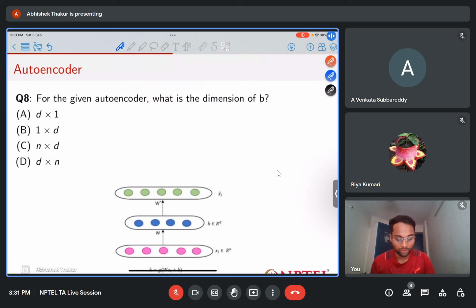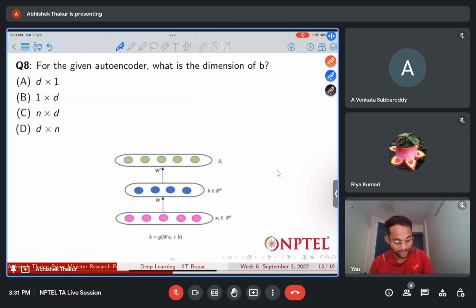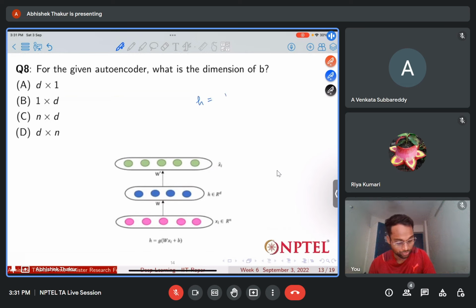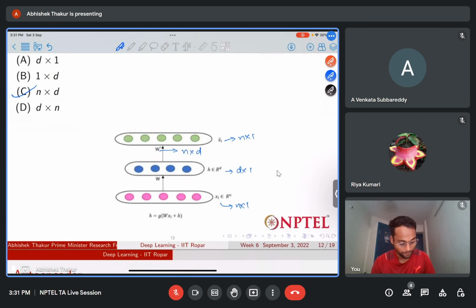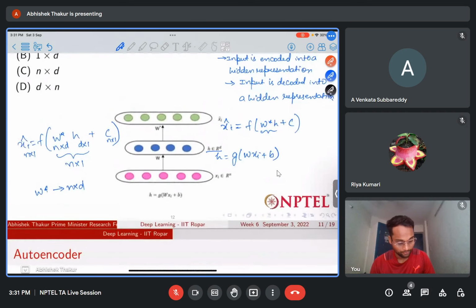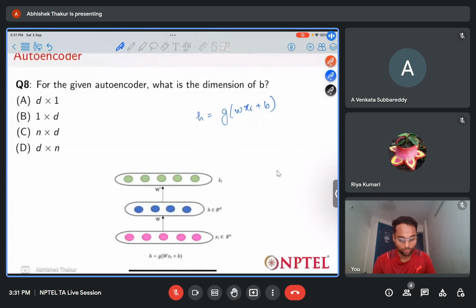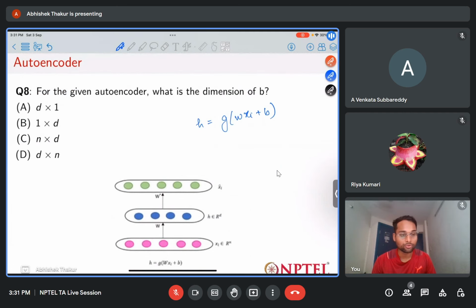For the given autoencoder, what is the dimension of B? Now we will see what H is here. H is equal to G of WXi plus B. We have already seen the dimensions of W star, H and C for the decoder part. Now we will see the encoder part, which is given by the formula H equals G of WXi plus B. Here our Xi is again n cross 1.